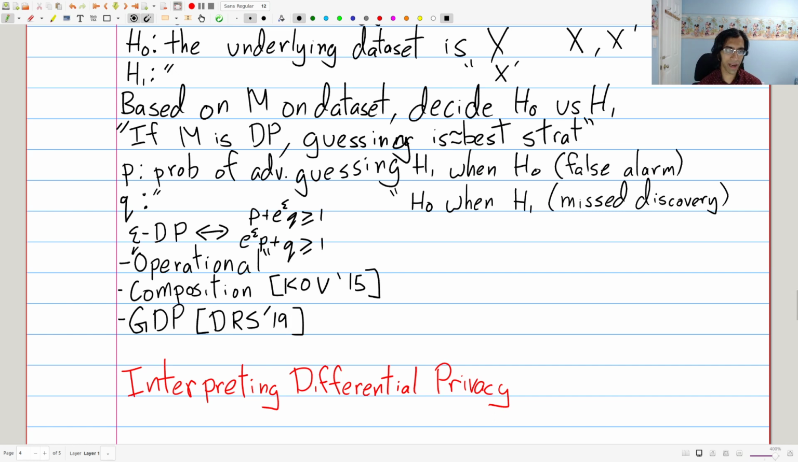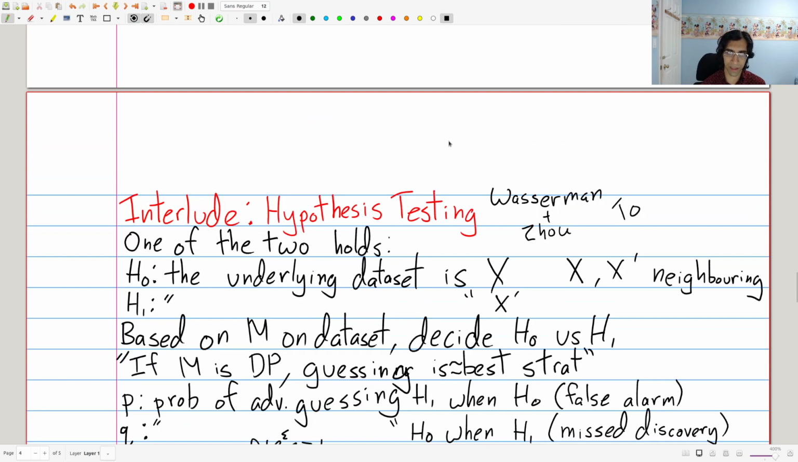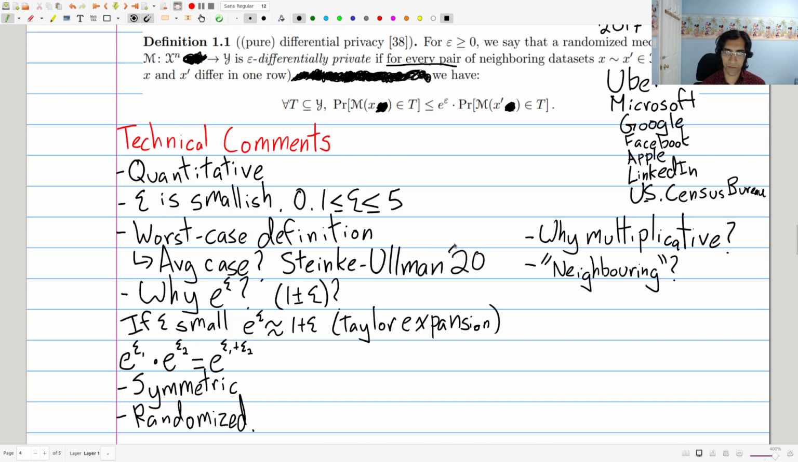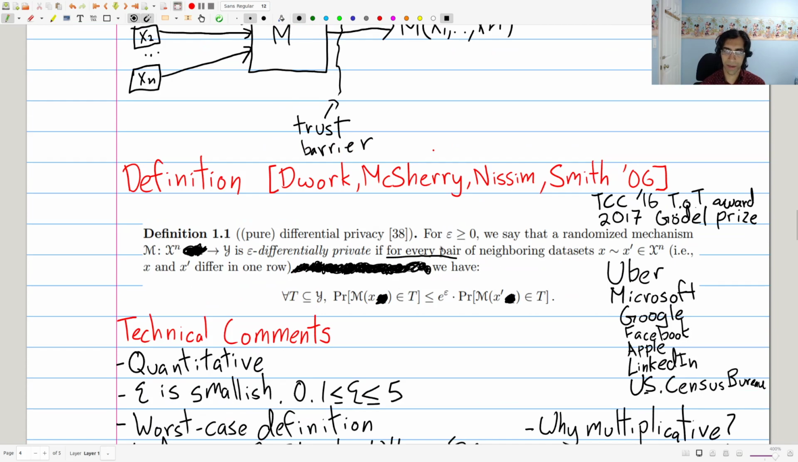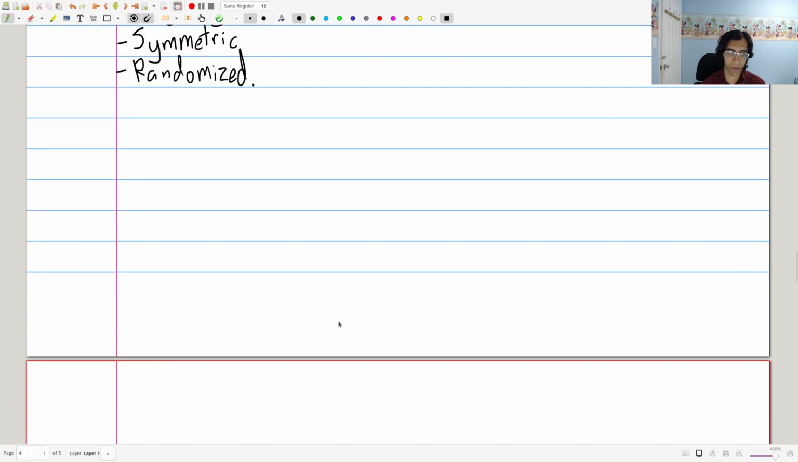Okay, so that's an alternative perspective and formulation of differential privacy. But this is just for your own interest. If you're curious, you can check out these papers and Wasserman and Zhou's original paper. For this class, we'll be focusing more on the more common formulation, rather.